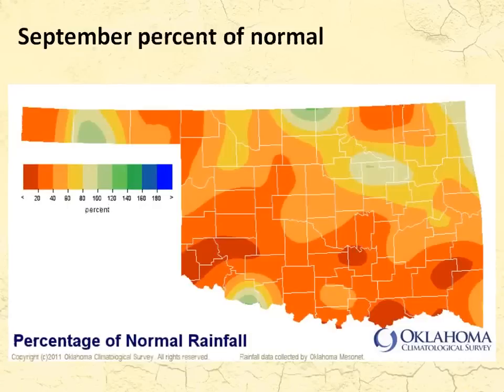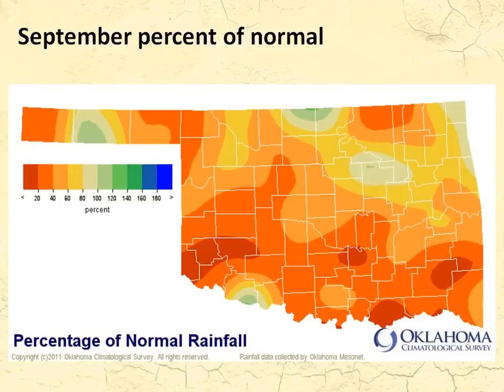Next slide, please. And that shows up in this percent of normal rainfall map for September. Now this goes through yesterday, but there's no rainfall on the horizon for today or tomorrow. So this is what it's going to end up looking like. And you can see between 40 and 20%, even less than 20% over much of southern and western Oklahoma.